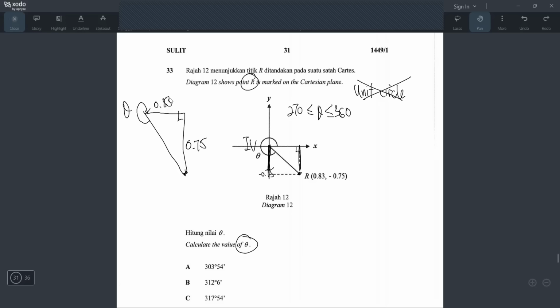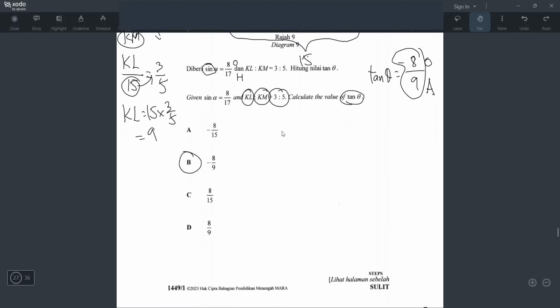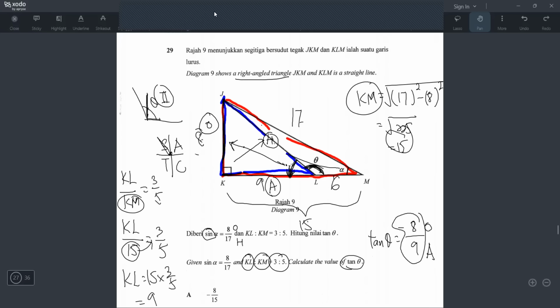So, how can we find the value of theta? Let me scroll to satu soalan yang saya buat tadi. Do you remember ada satu soalan? Here is this. Do you remember this question? They asked me to find tangent theta.